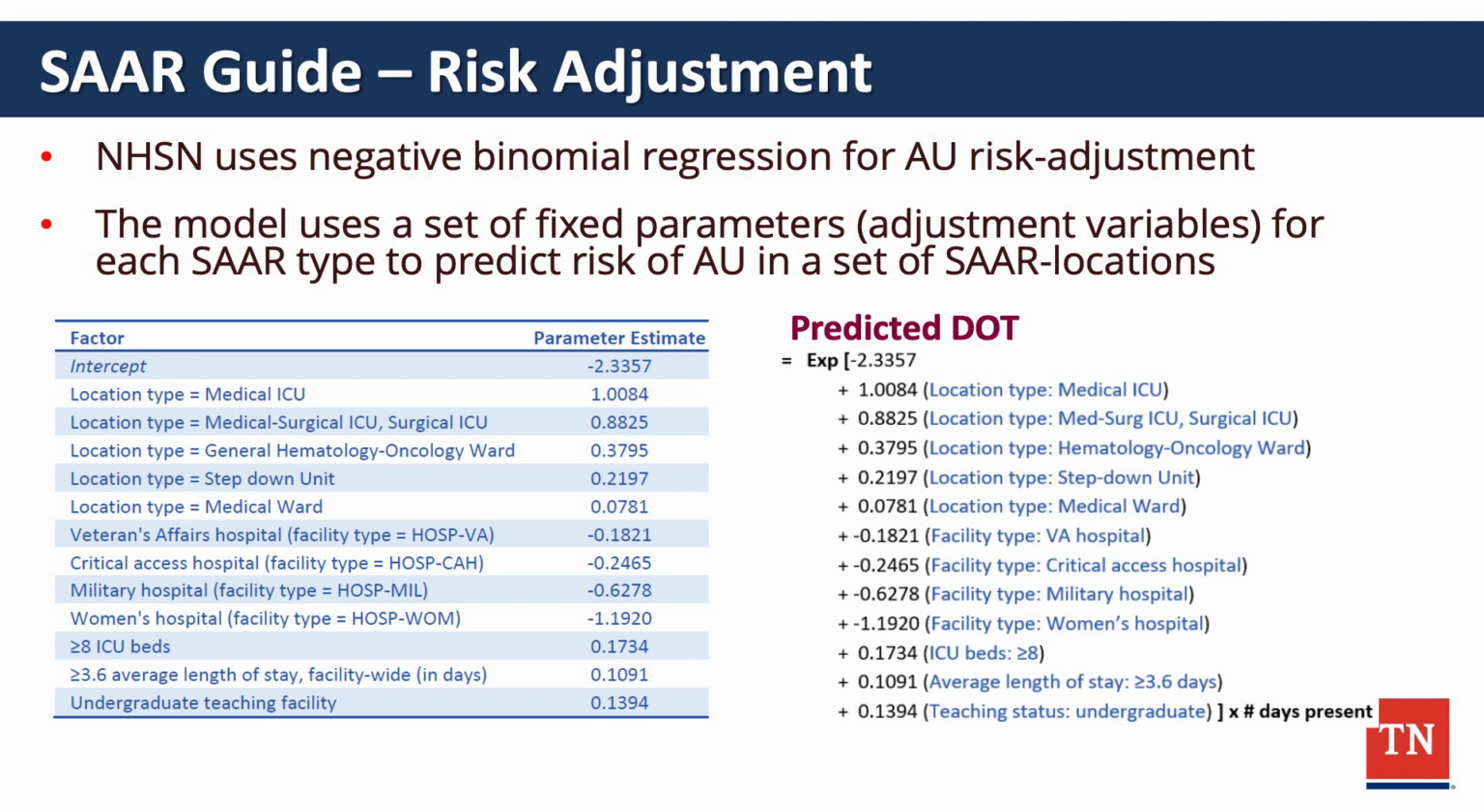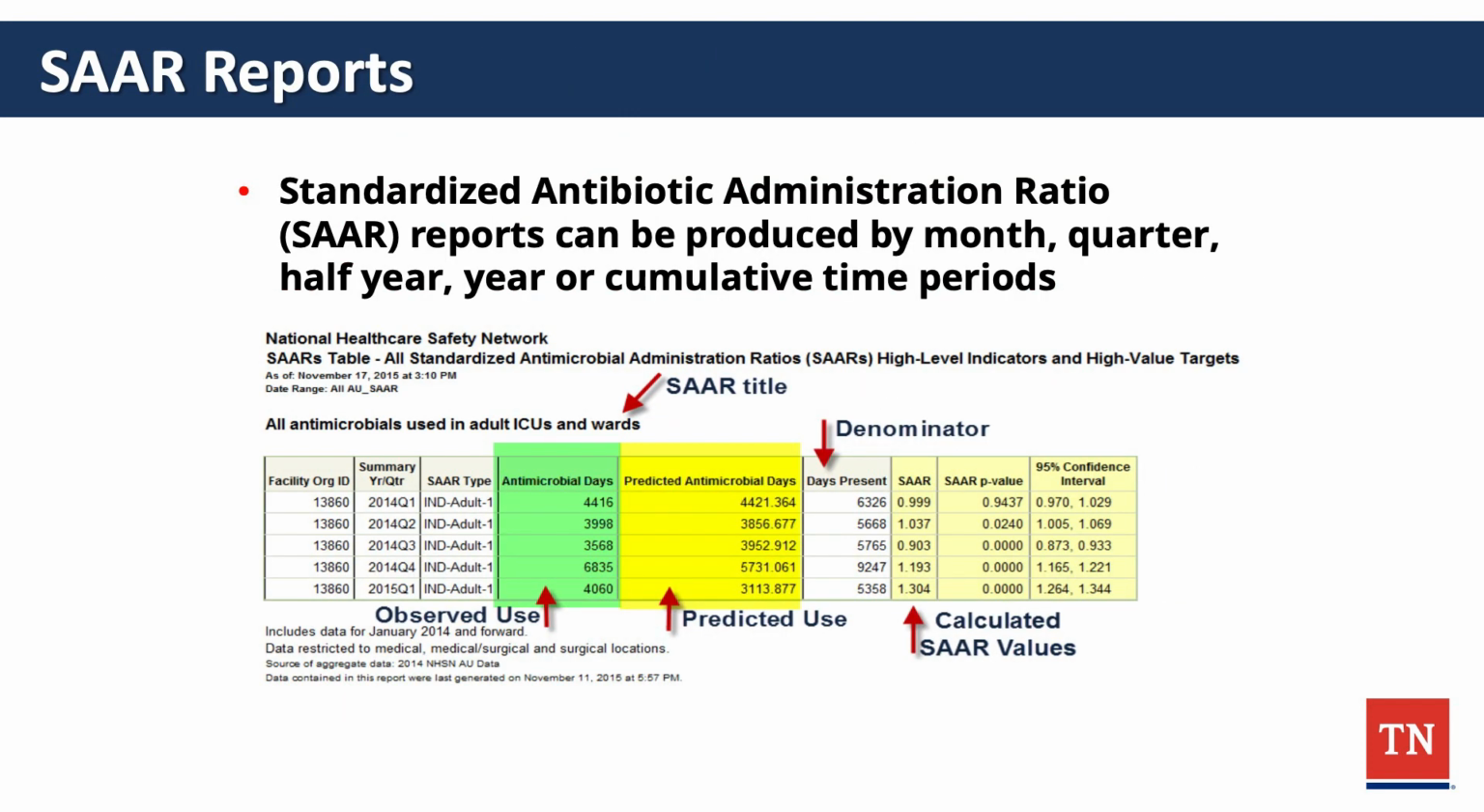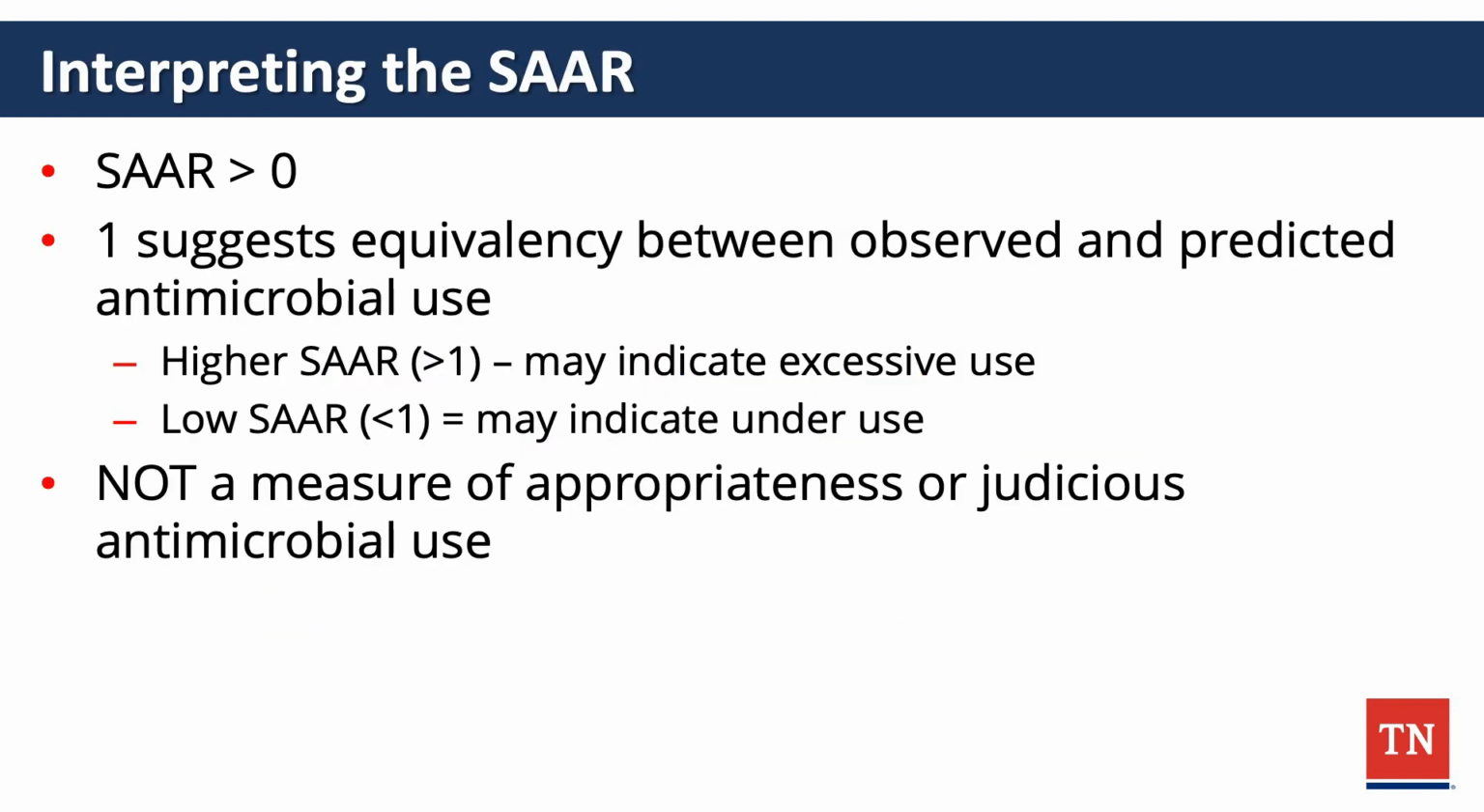And these are kind of all of the variables that go into the predicted days of therapy, because the SAR itself is kind of easy once you get that predicted days of therapy. And so this is what your SAR report actually looks like directly out of NHSN. It will show you your antimicrobial days, and it will show you your predicted use. And then really it just divides the two together, and that helps determine what your SAR actually really is.